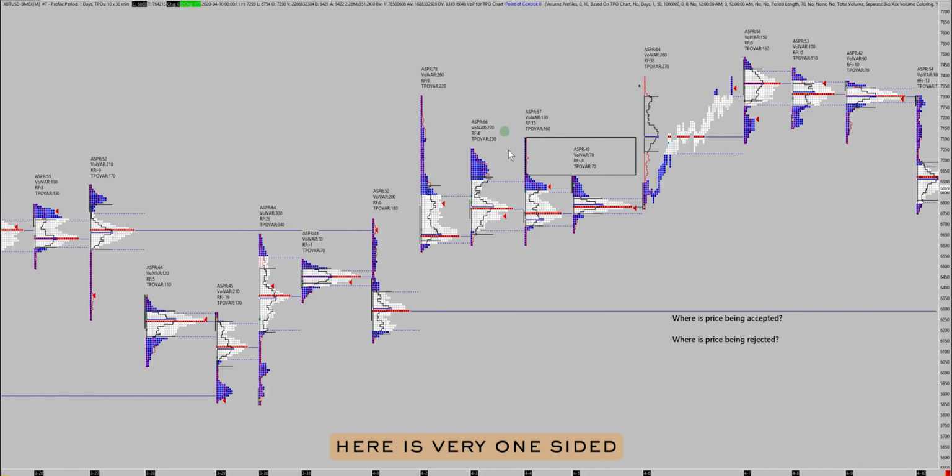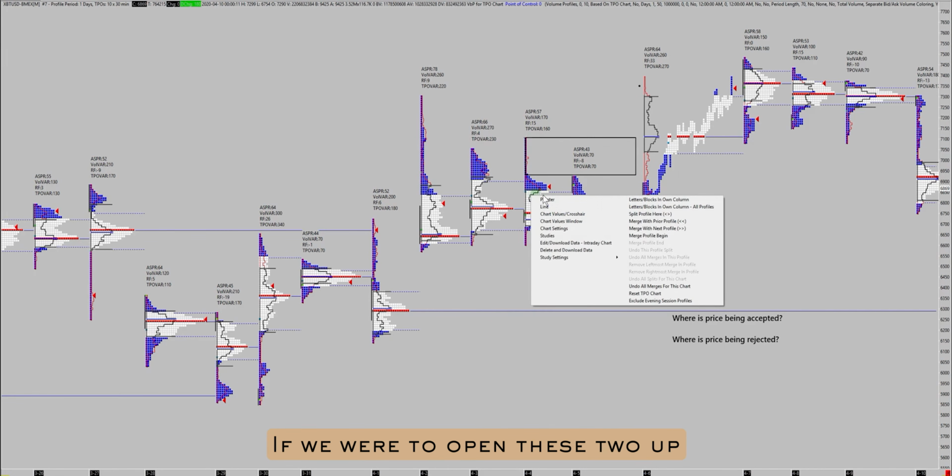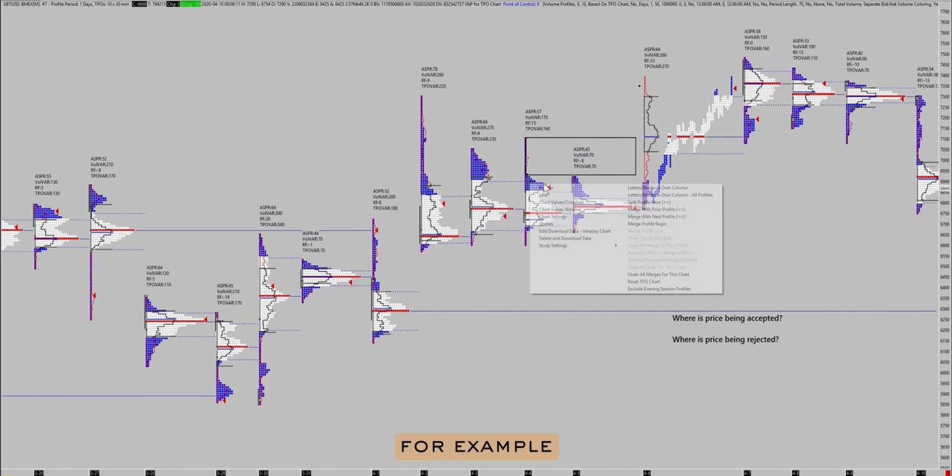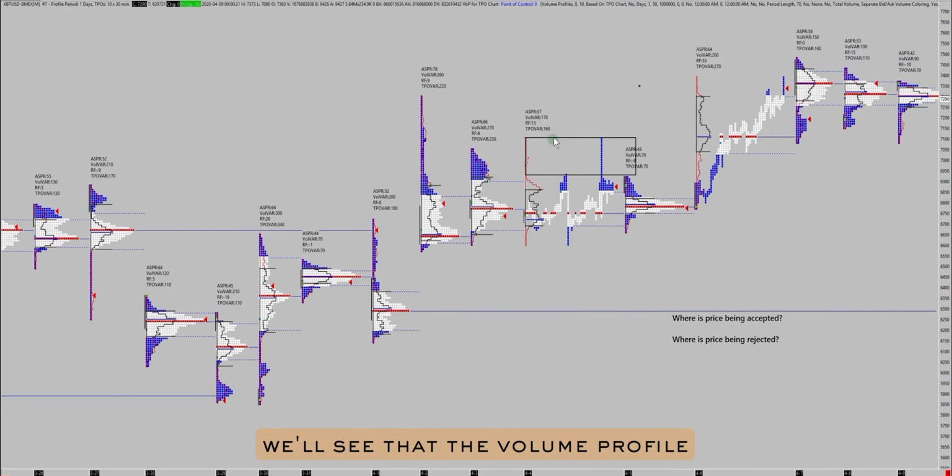So if we see that over here is very one-sided, the next time that we're transacting into this level, you could see that there is no immediate response whatsoever. If we were to open these two up and look at the volume profile, for example, so we'll open this up, we'll see that the volume profile here is also very thin. So we're focusing on TPO market profile right now, but the volume profile shows that there's barely any presence here.